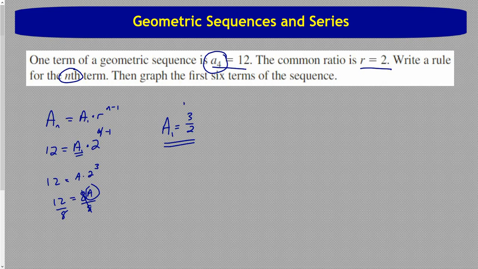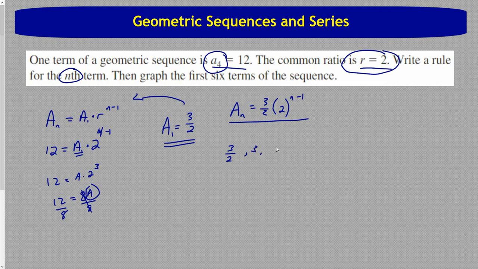I can just throw that back into the rule. A sub n is equal to 3 over 2 times 2 to the n minus 1. There's the rule. Then it says graph the first 6 terms. So let's just list the first 6 terms. The first term is 3 over 2. We know that. If the growth rate, or the common ratio, is 2, we're multiplying by 2 every time. So the next one's going to be 3. The one after that's going to be 6. The one after that is 12. The one after that is 24. And what? 1, 2, 3, 4, 5. We need one more. And then 48.